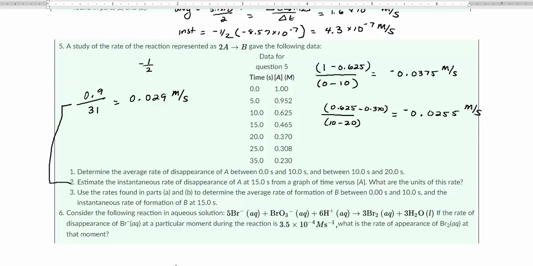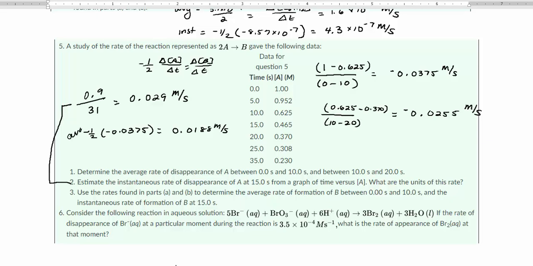For number 3, we're asked to find the rates of formation of B, and as we did above, as A is consumed, we form B with a very similar equation that we had above. So for my average rates, I'm going to take the rate I calculated and multiply it by a negative half, and I get a rate of formation of 0.0188 molarity per second.